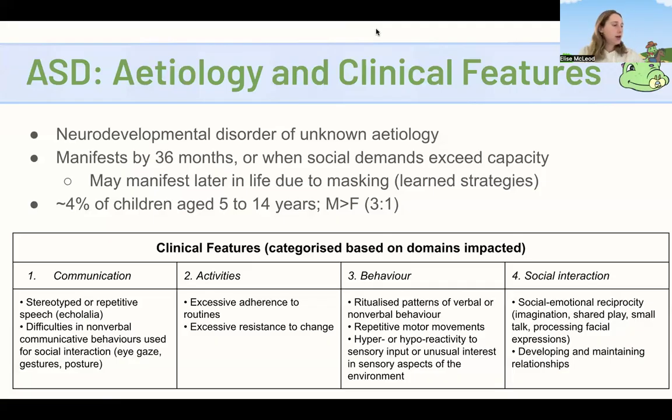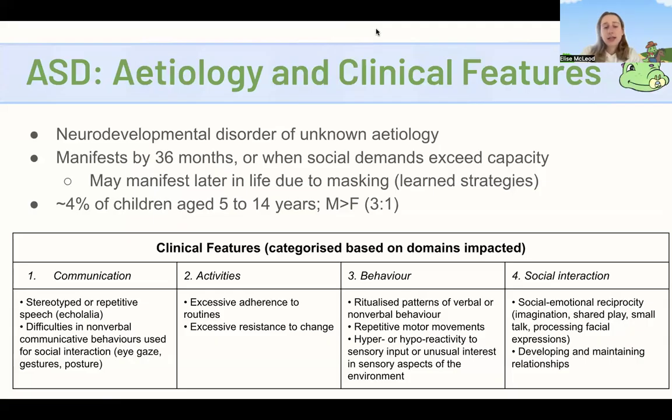communication, activities, behaviour, and social interaction as well. With communication, different symptoms can also depend on the degree of ASD. But these are some of the symptoms that may be present, but there are definitely difficulties in each of these 4 areas that would be diagnostic of ASD. So echolalia is when there's stereotyped or repetitive speech. Children with ASD may also experience difficulties in non-verbal behaviours, such as eye contact, gestures, and posture as well.